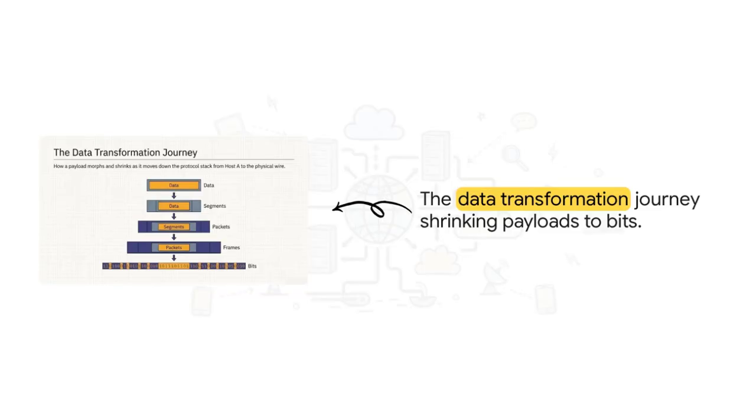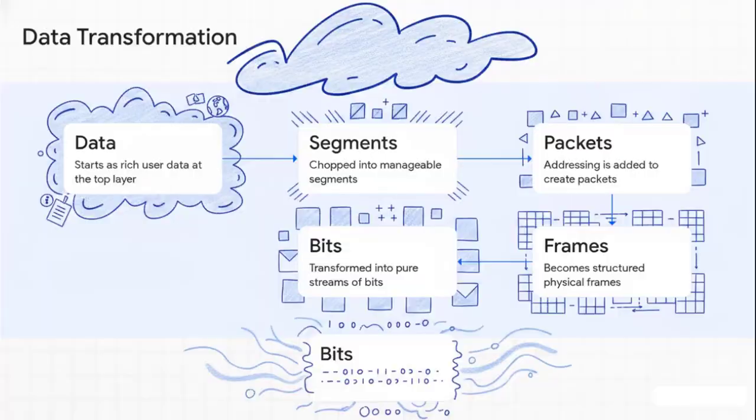When you send a picture or an email, your rich user data starts up at the top, and as it moves down that protocol stack from your host computer toward the physical wire, the payload actually morphs and shrinks. Here's how that shrinking process plays out. Your rich data is first chopped down into manageable segments.